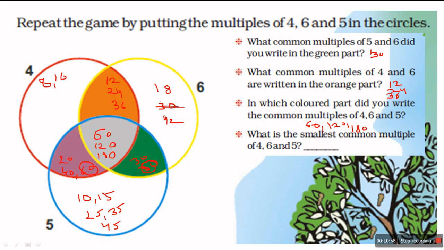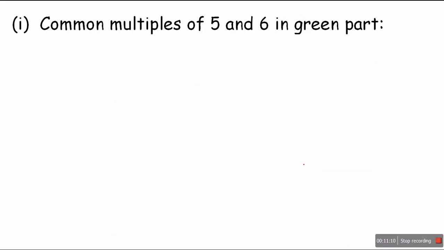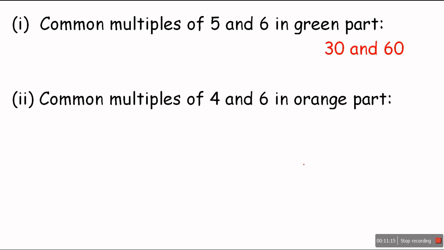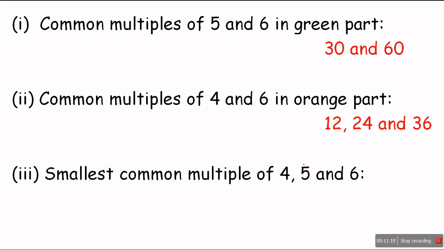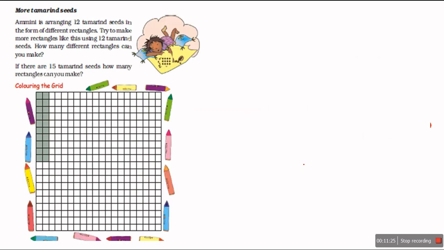Likewise, what is the smallest common multiple of 4, 5 and 6? What is the smallest among these? It is 60. Okay, so in this way we can complete our answers. Common multiples of 5 and 6 in the green part: 30, 60. Common multiples of 4 and 6 in the orange part: 12, 24, 36. Common multiple of 4, 5 and 6, smallest is 60.